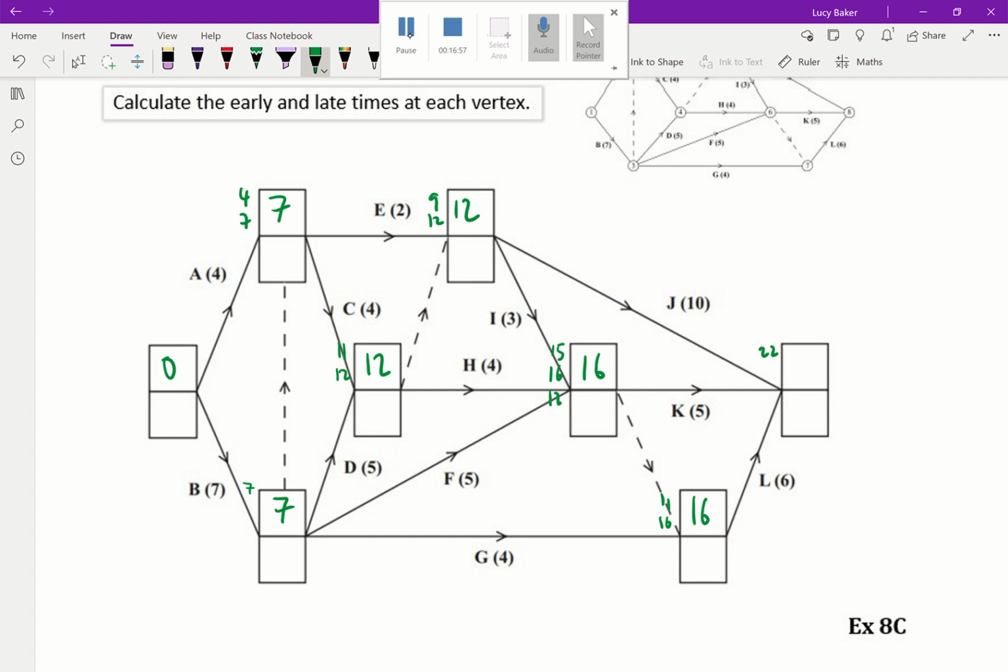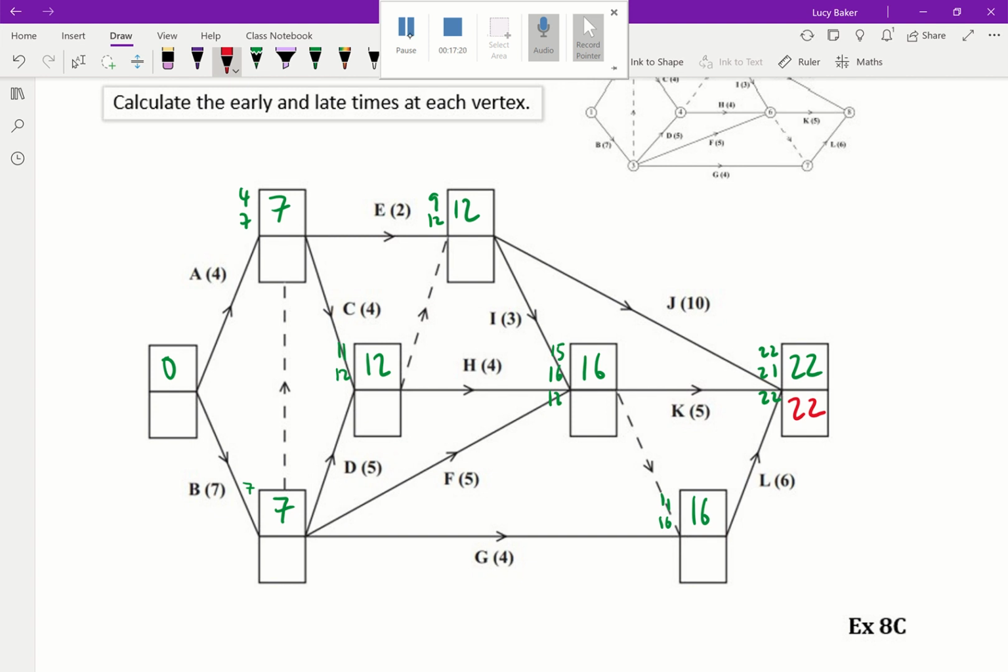And finally, 16 plus 5 is a possible early time, so that's 21. And another possible early time is 16 plus 6, which is 22. So I can see that the early time here is going to be 22. So the late time must also be 22. And now we can start to work backwards through the diagram.